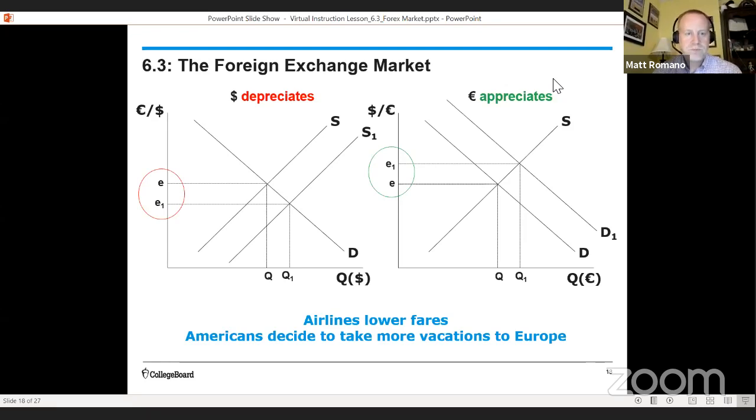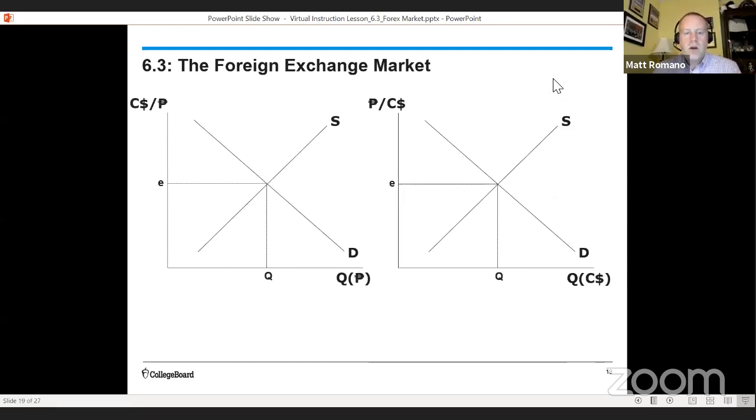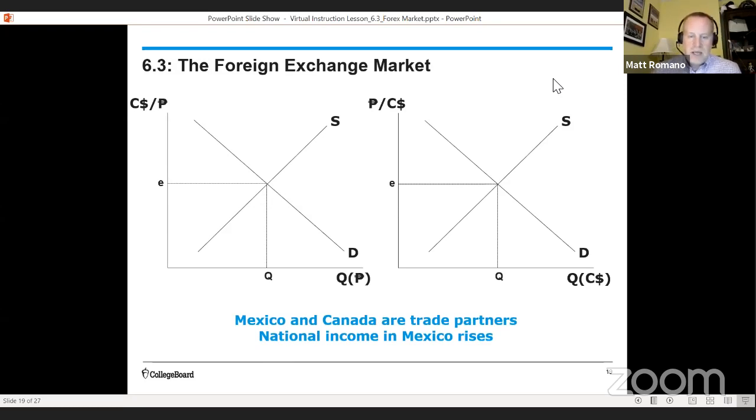Let's do another one. All right, we've drawn now a graph of the Canadian dollar versus the peso, the Mexican peso. There are a number of dollars, there are a number of pesos out there in the world, so you have to specify which is which. Mexico and Canada are trade partners. Let's now assume that national income in Mexico rises. Again, this is ceteris paribus. The only thing we know is that national income in Mexico rises.